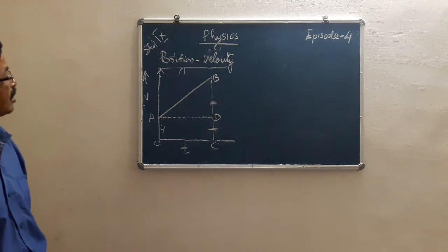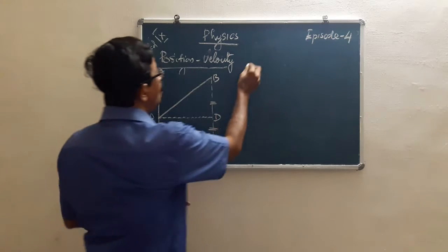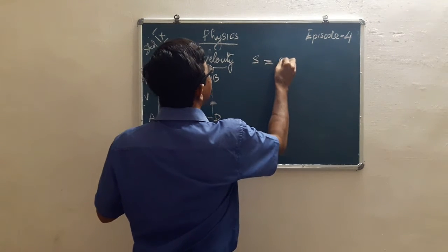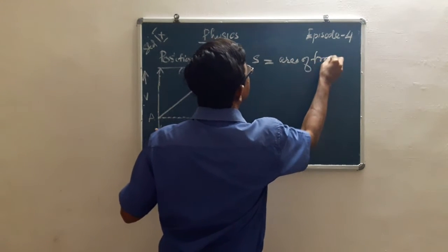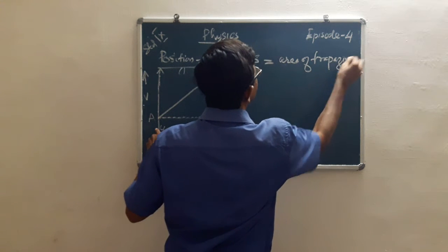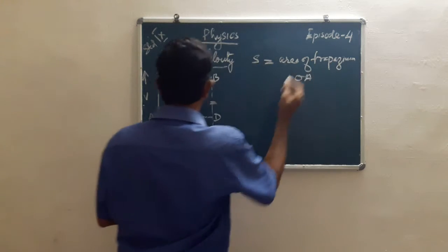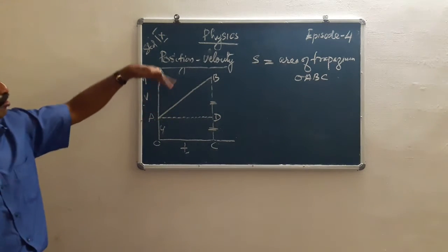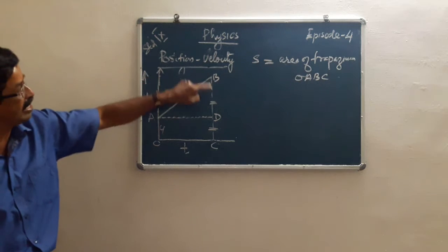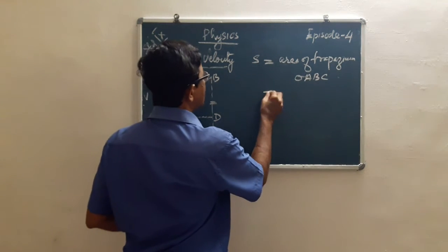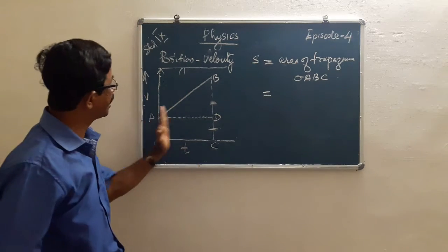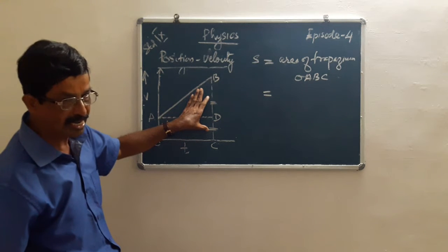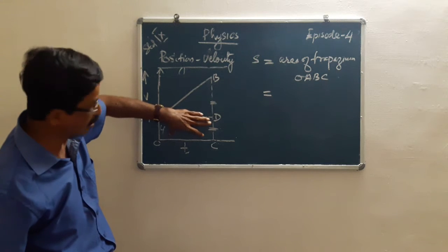Position velocity relation. You know this figure, OABC. That means the displacement is equal to the area of the trapezium OABC. We know the area of the trapezium is equal to half of the sum of the parallel sides, here OA and BC are the parallel sides, into the perpendicular distance OC.